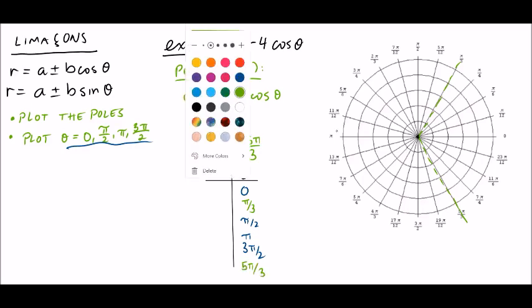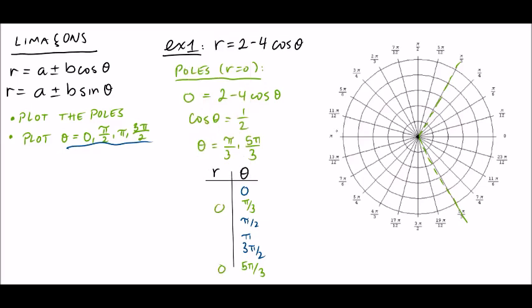So we know r is 0 at those poles, okay? When theta equals 0, if you plug it in, cosine of 0 is 1, so 2 minus 4 is negative 2. Pi over 2, cosine of pi over 2 is 0, so if you plug that in, that's going to give you 2. Cosine of pi is negative 1, so it's going to be 2 plus 4, which is 6, and then if you work it out, 3 pi over 2 will be 2.